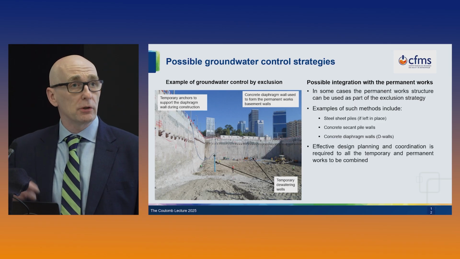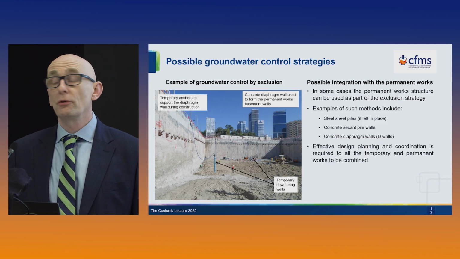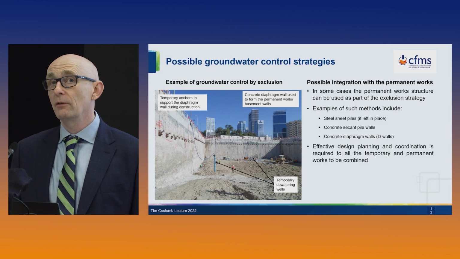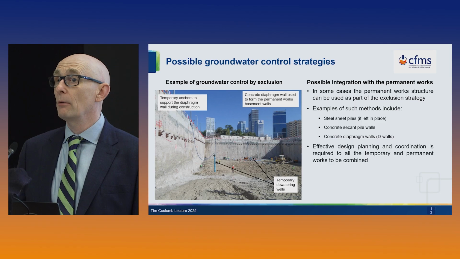So if you're building a structure, a shaft or a basement, where you have either steel sheet piles, concrete secant pile walls, or concrete diaphragm walls, then depending on the depth, maybe those permanent walls can become part of a groundwater exclusion strategy.